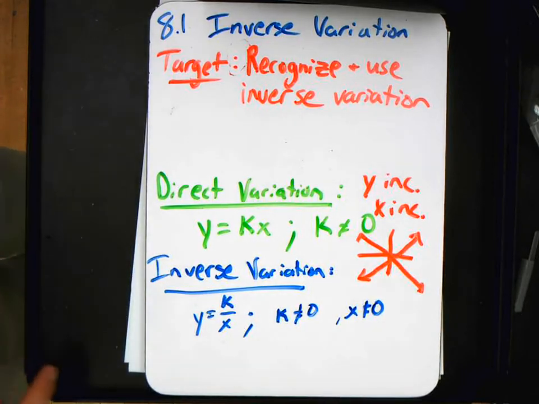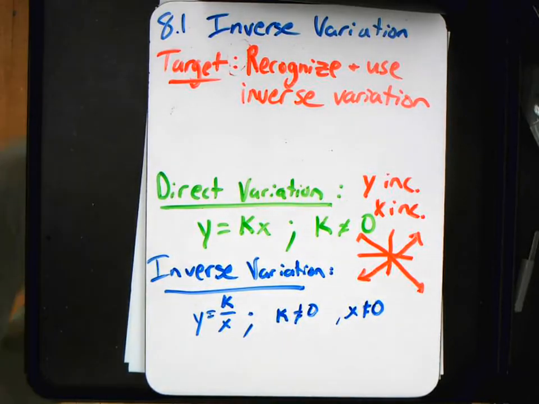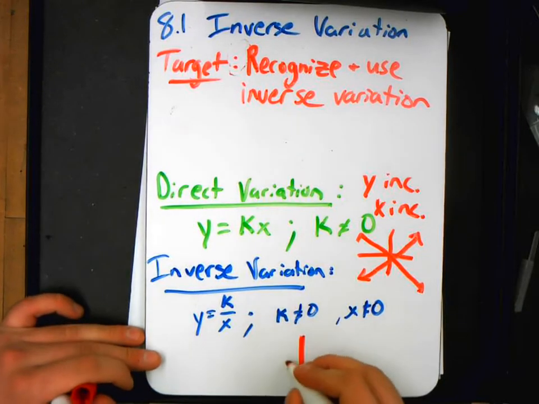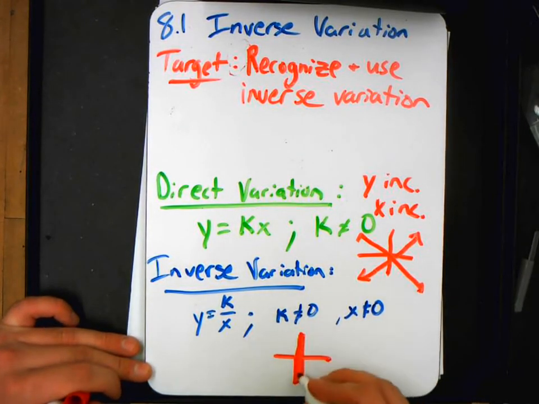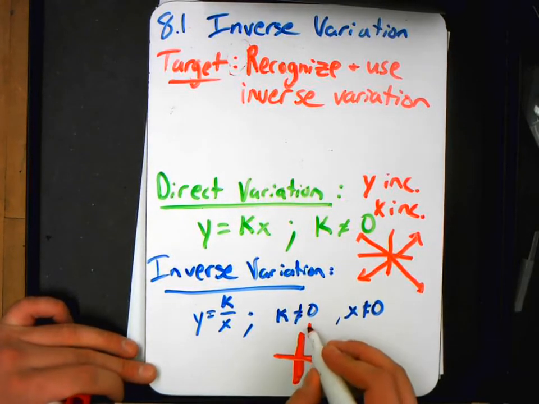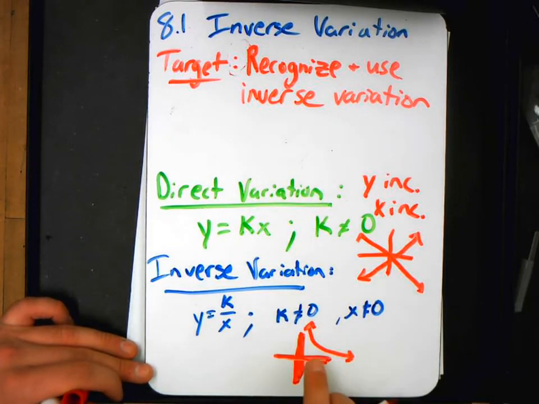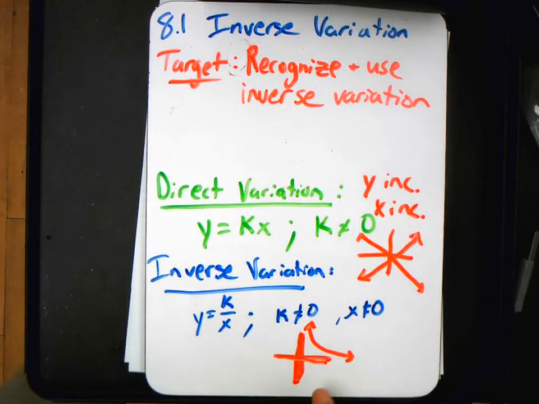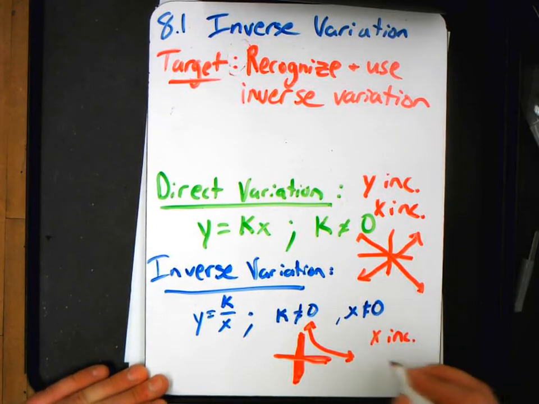Inverse is the exact opposite, where you have k divided by x instead of times, and both your k and x cannot be equal to 0. So for example, if you have an inverse variation and you're increasing on your x direction, that means you need to be decreasing on your y direction. So as you are moving farther to the right in the positive x direction, as x increases, y decreases.